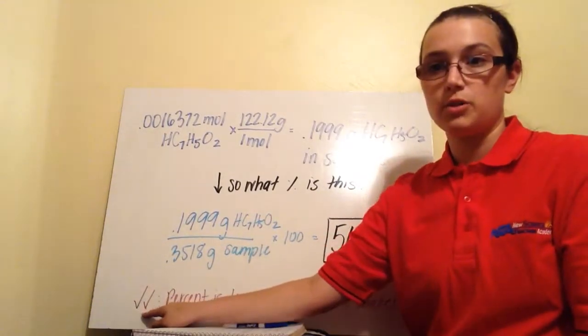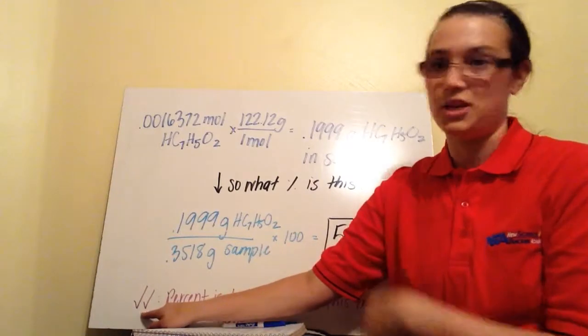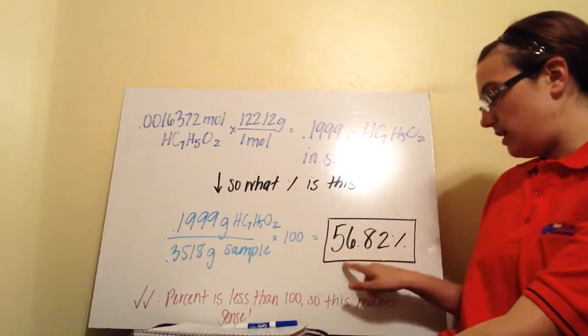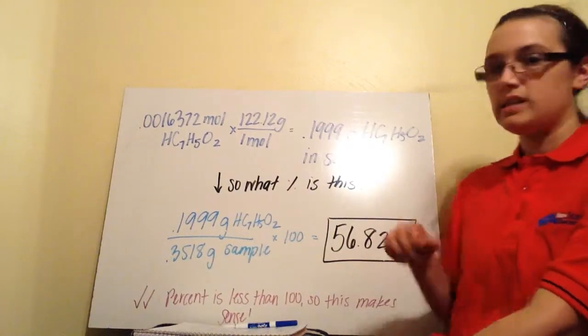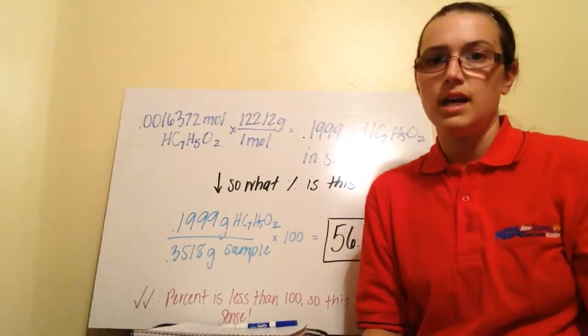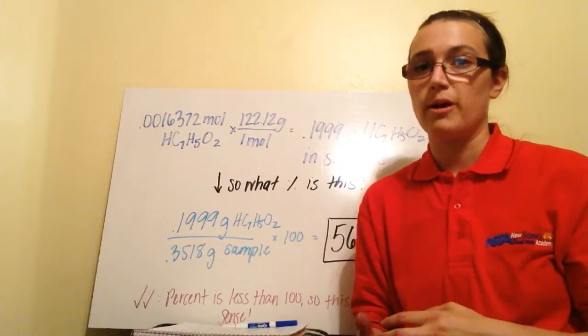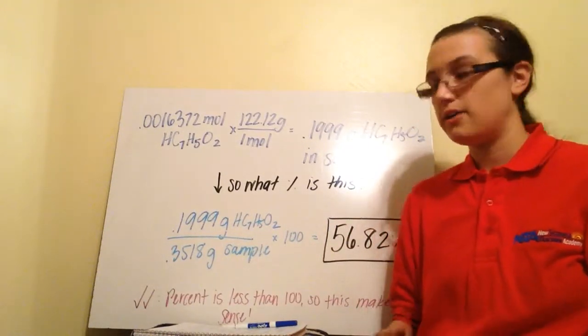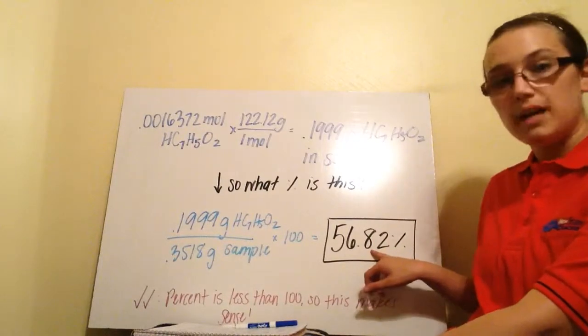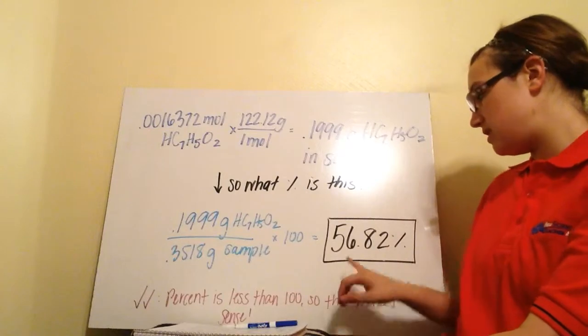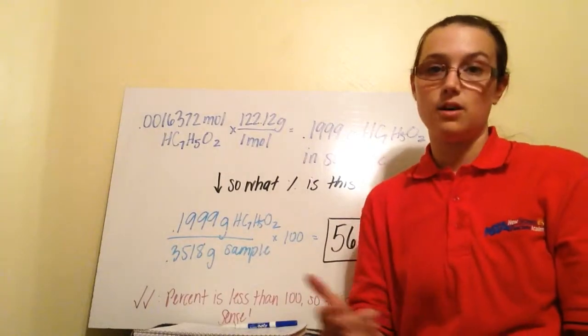Now, I want you to double check. Get it? Double check. The percent is less than 100, right? So this answer makes sense. If your answer was over 100%, your calculation probably got off somewhere. But since this answer is less than 100%, we know that it's probably right. So again, the answer is 56.82% benzoic acid in the overall sample.